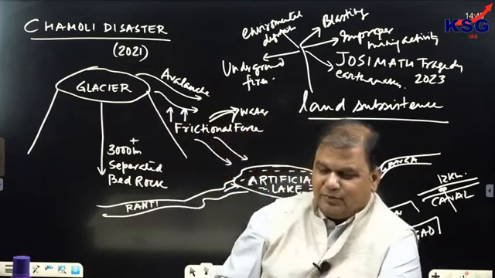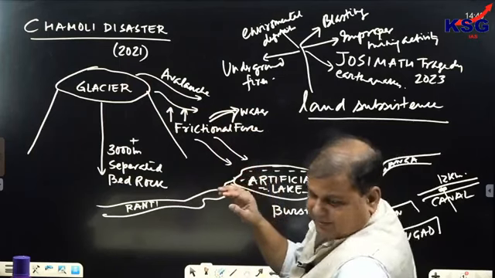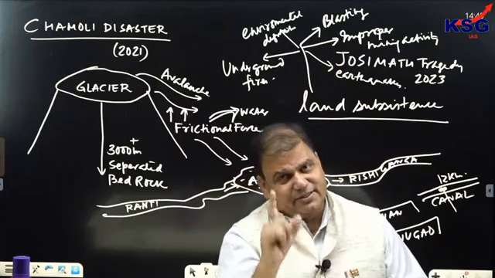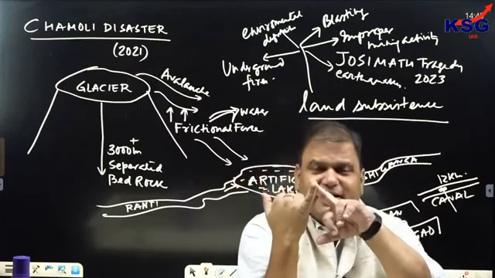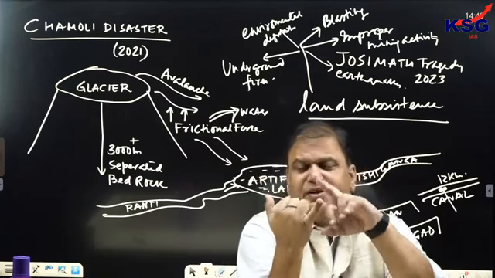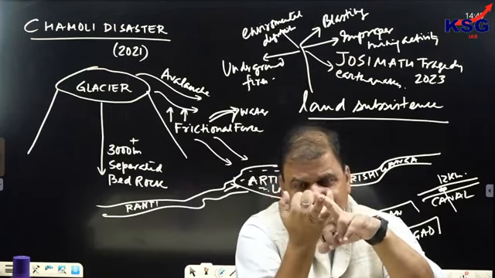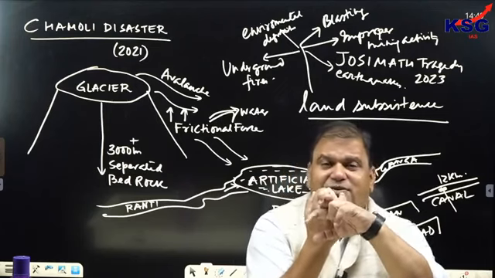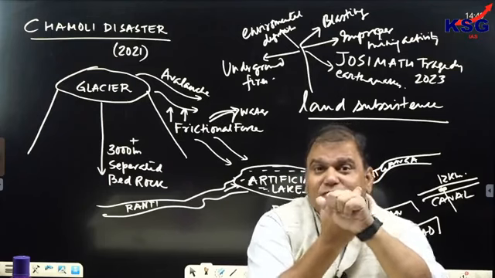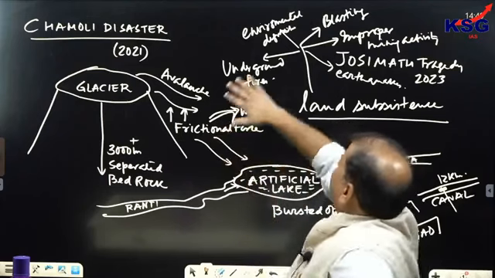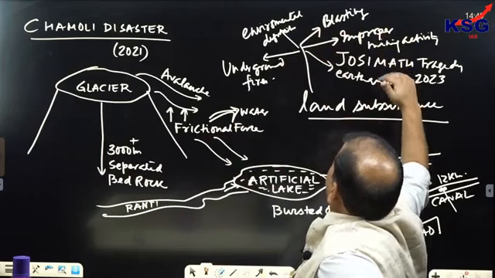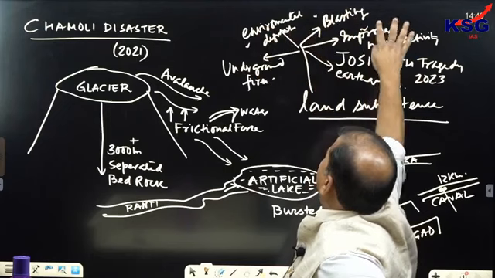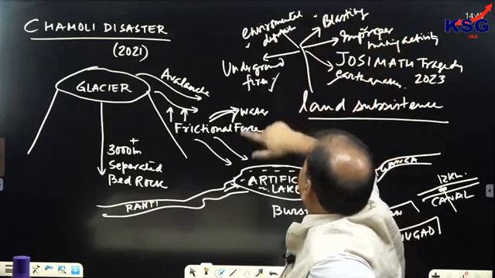See, I have told you the factors responsible for Joshimath type of disasters. Joshimath is an example of land subsidence. Land subsidence can take place due to improper mining activity, blasting, underground fires, earthquakes, and environmental degradation on a large scale. So all these factors I have written: environmental degradation, blasting, improper mining activity, earthquakes, underground fire.